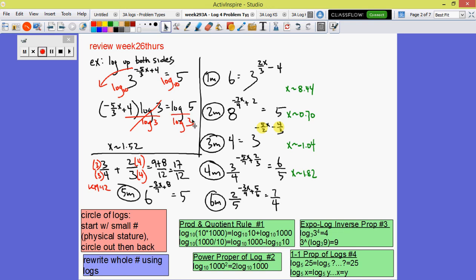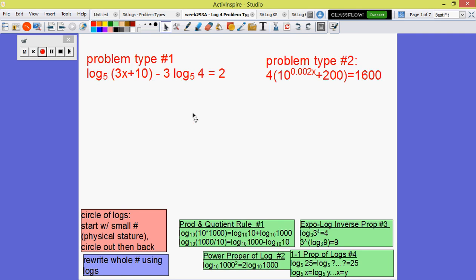So let's pretend this was 10. I'm totally making that up. Then you subtract 4 from both sides and multiply by the reciprocal, which would be negative 3 over 5, to finally land you at 1.52. But remember, 10 was made up. It's something else.